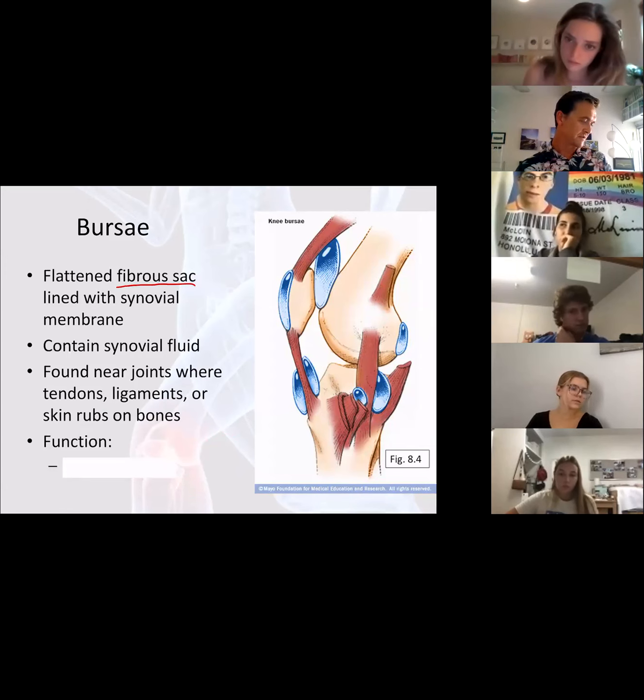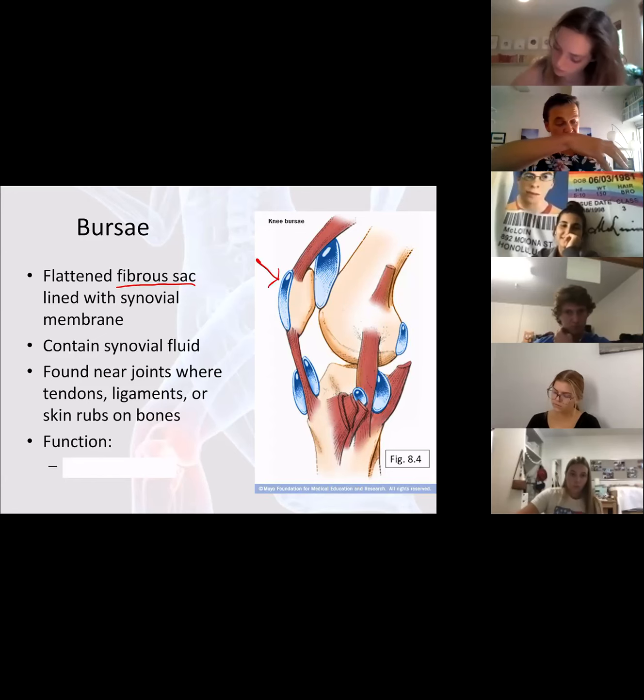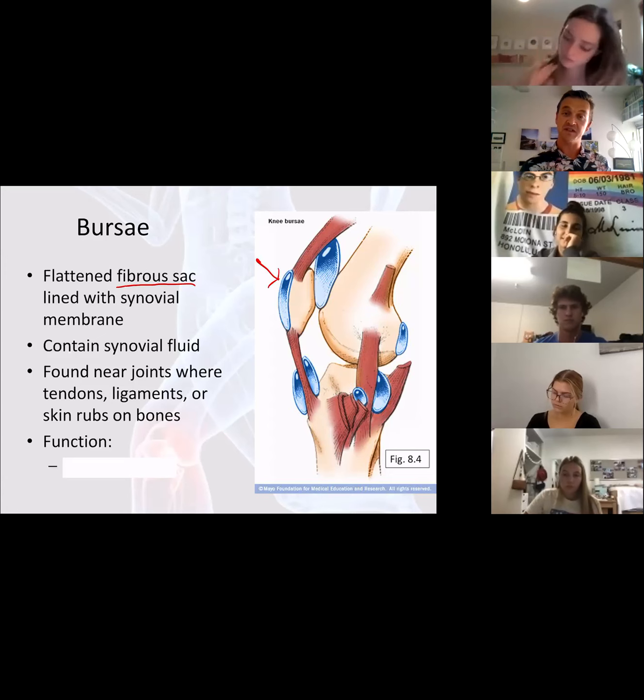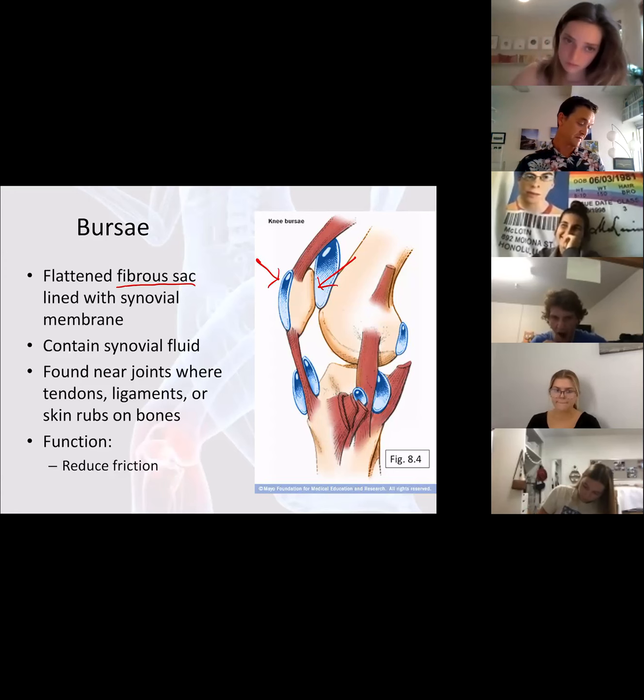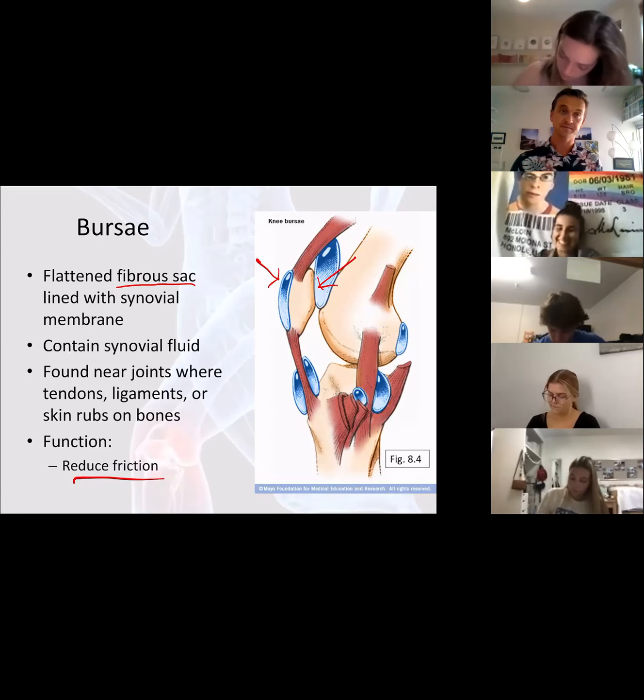Okay, all right, so yeah, they contain synovial fluid. They're found near places that need some help cutting down on friction. So for example, there's one right on your kneecap, because the skin of your knee slides back and forth over your patella, and that little bursa keeps the bone and the skin from getting inflamed. We also have them on the other side between our patella and our femur, lots of places that are likely to have high friction. So their function is to reduce friction.